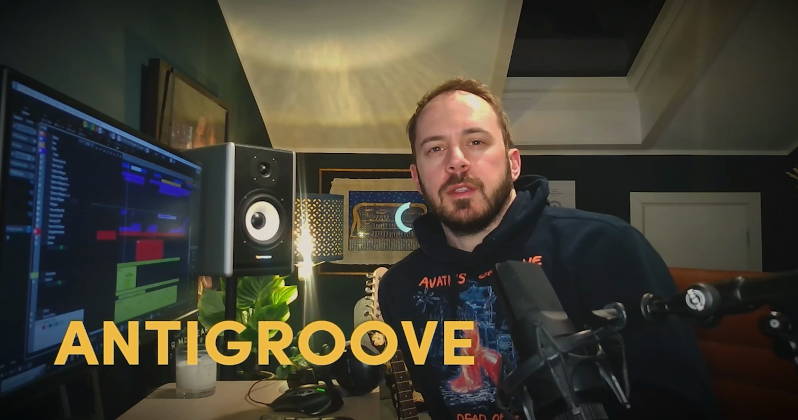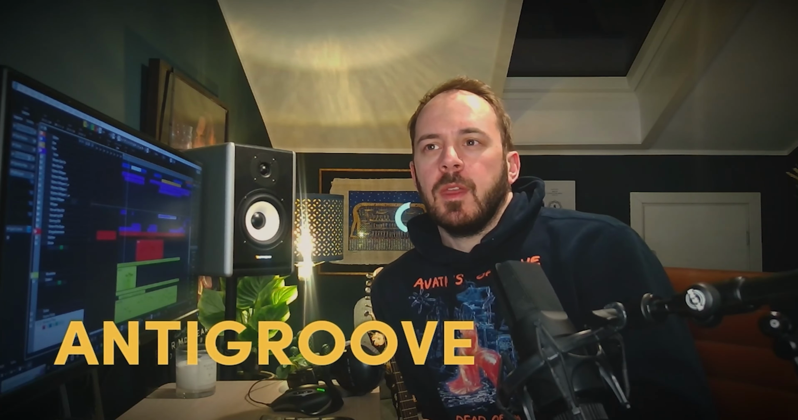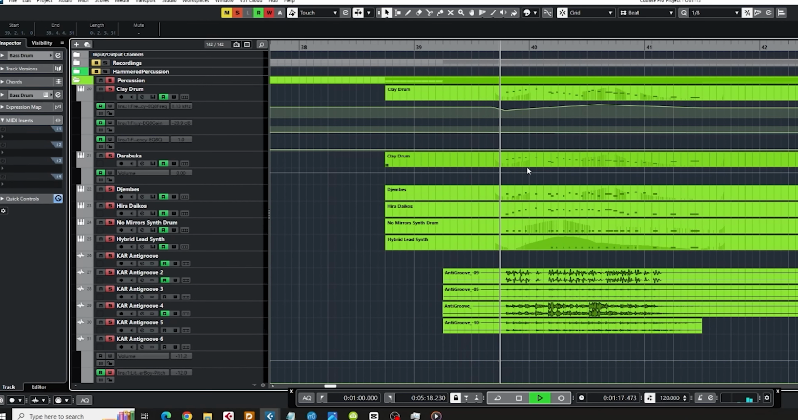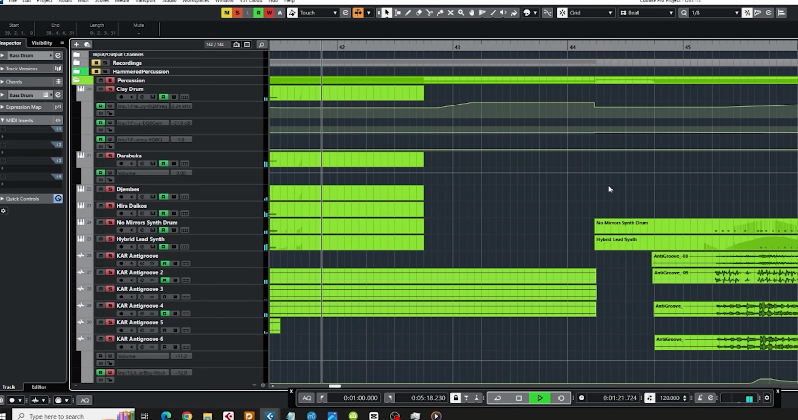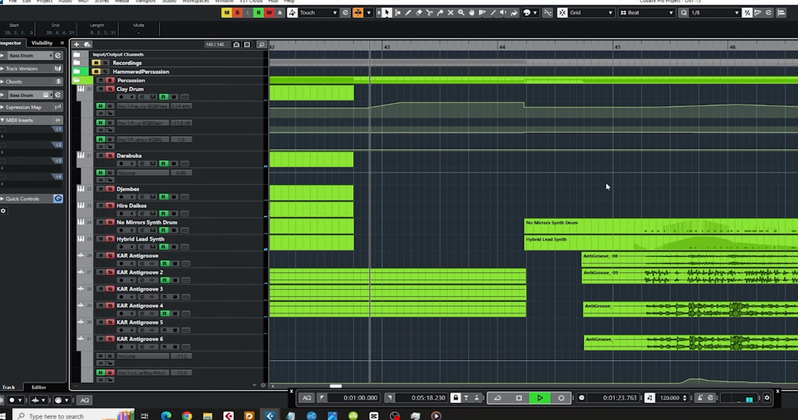Now let's take a look at the anti-groove, which appears several times during this track. The first appearance is probably the clearest one, and it sounds like this. Alright, that's as far as I've had the time to take you through this track. Hope you enjoy.